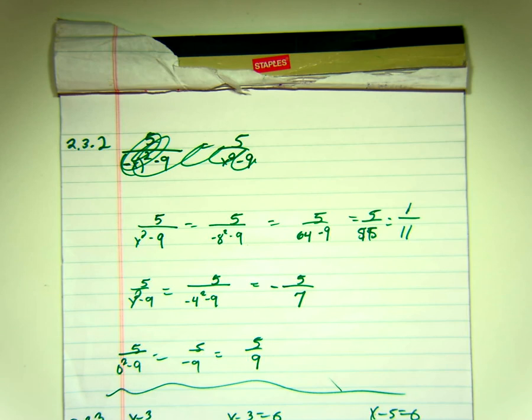But back to this. Since we're doing -8, -4, and 0, I substituted those values in. So right here, we got 5 over 55, that's 1 over 11. Then right here, once we simplify it, it's -5 over 7. And right here, we got 5 over 9.